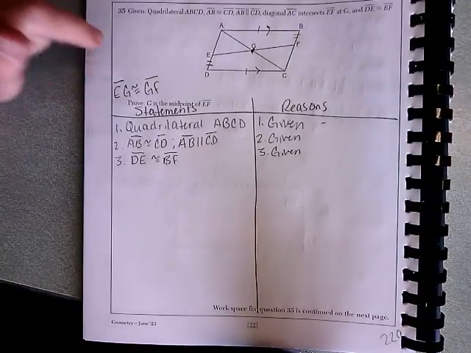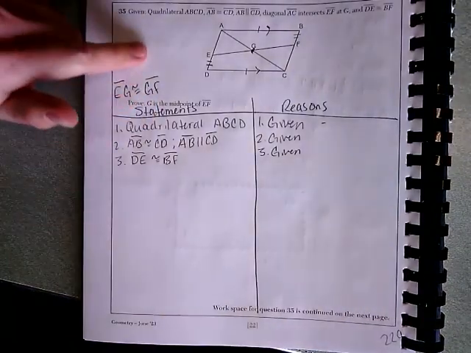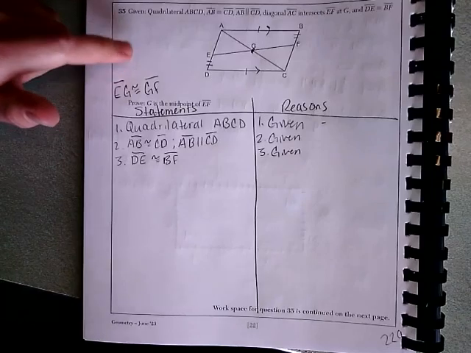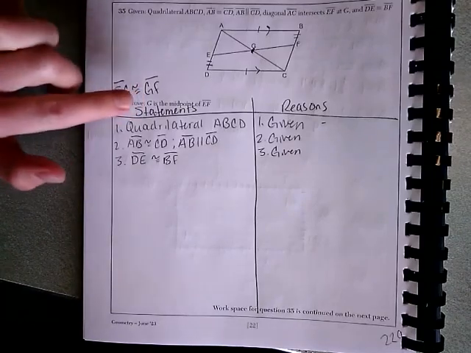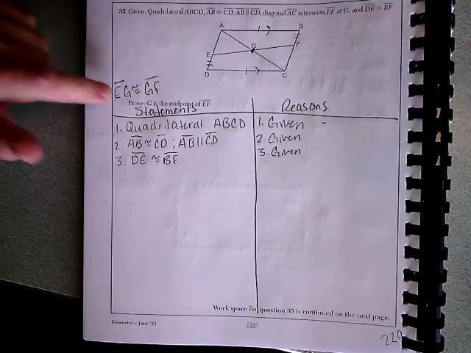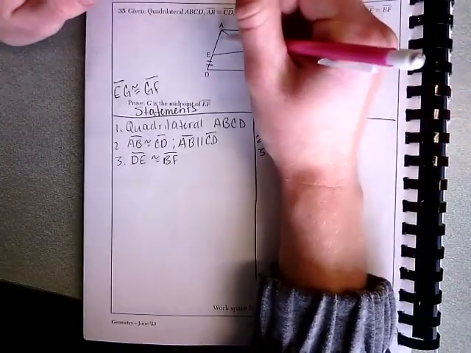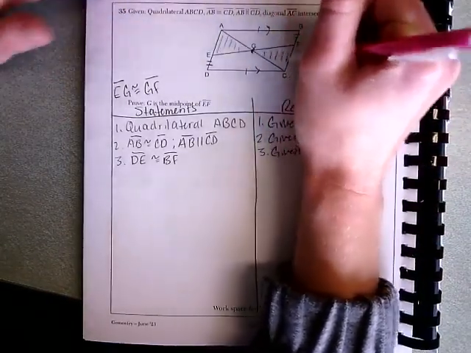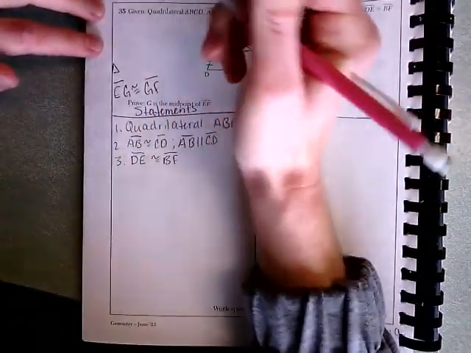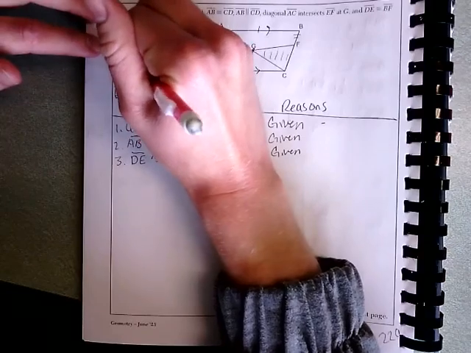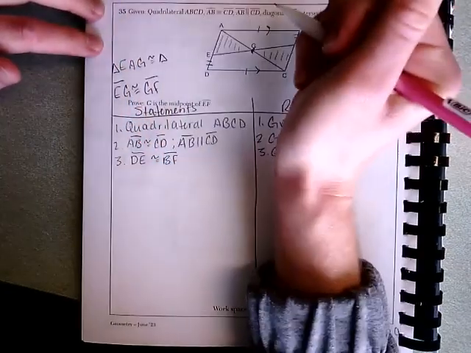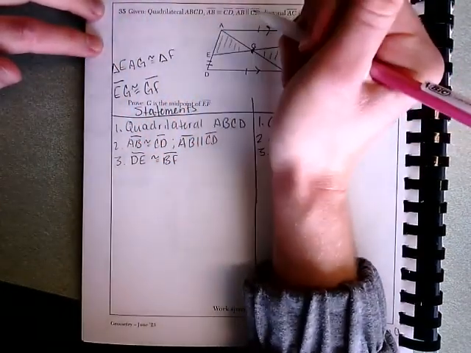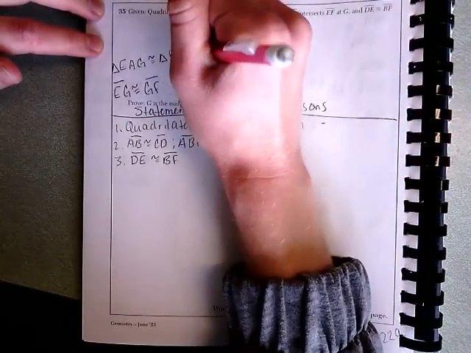All right, so let's take another look at what we have to prove. So we have to prove this, but in order to prove this, we have to prove this. Now, in order to prove this, we have to prove that two triangles are congruent first. So EG and GF are part of these two triangles. So we're going to have to somehow prove that EAG is congruent to FCG.